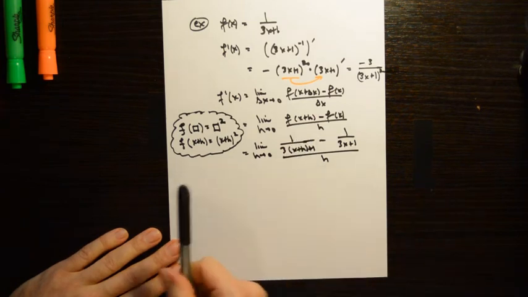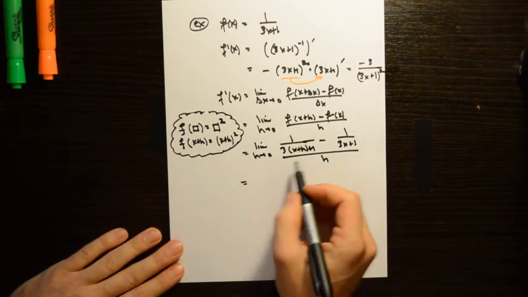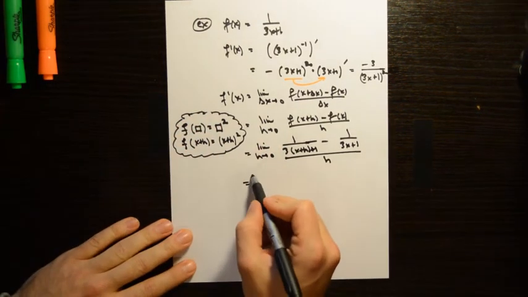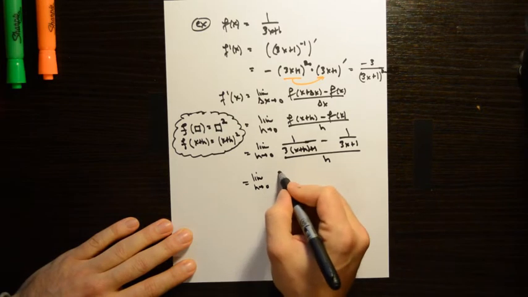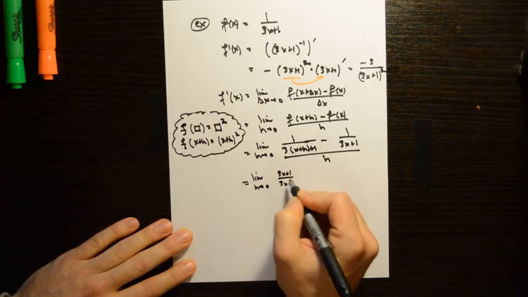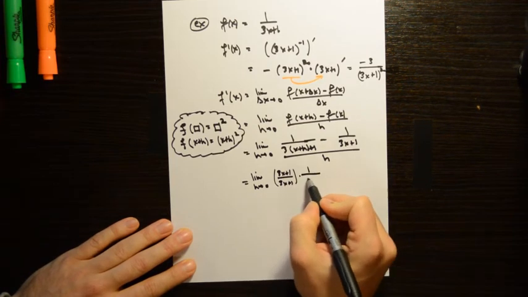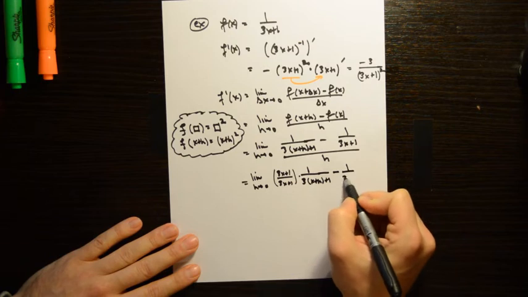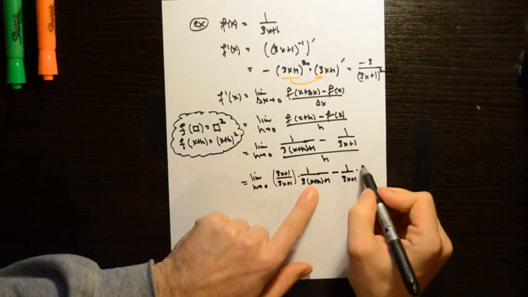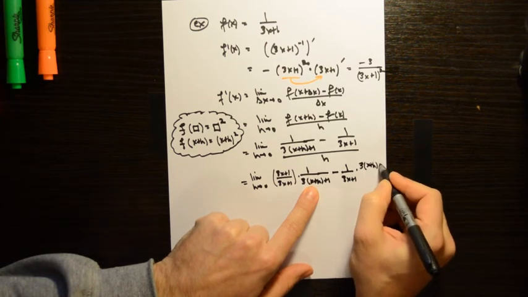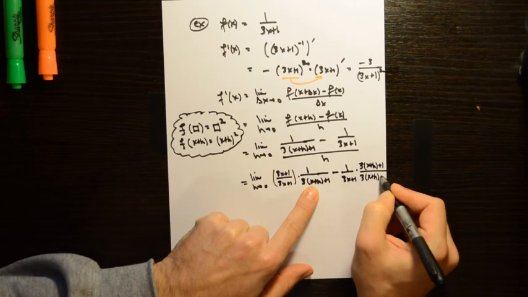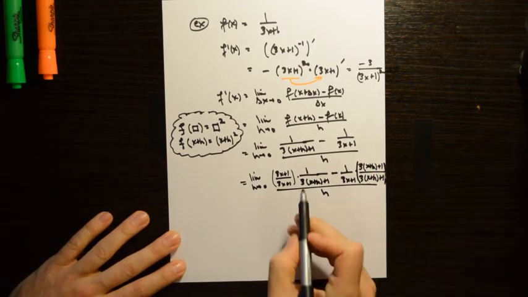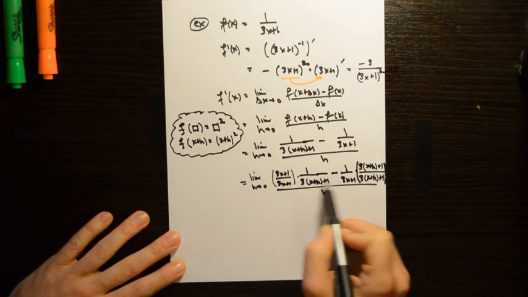And now we have to combine these fractions by finding a common denominator. So we multiply this term by (3x plus 1) over (3x plus 1), and this term by this term over itself. So this will look like the limit as h goes to 0 of (3x plus 1) divided by (3x plus 1) times 1 over 3 times (x plus h) plus 1, minus 1 divided by (3x plus 1) times 3 times (x plus h) plus 1 divided by 3 times (x plus h) plus 1, the whole thing divided by h still. Now all we did is multiply by 1 and by 1. And so now these have the same denominator.